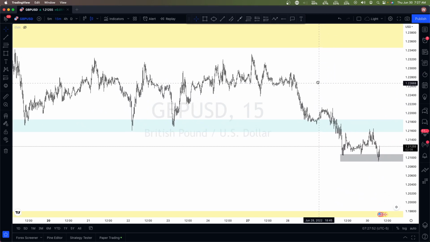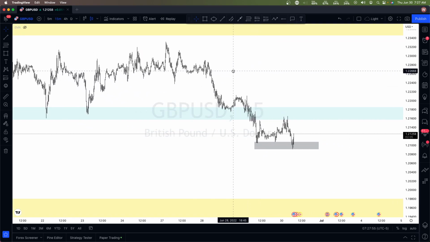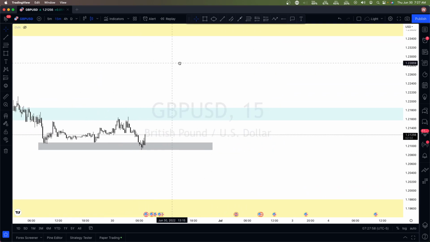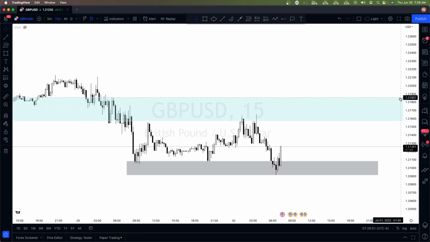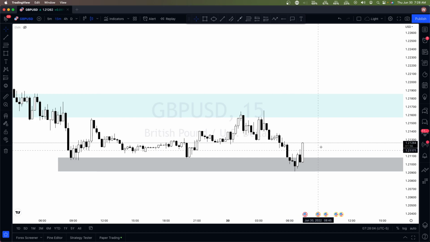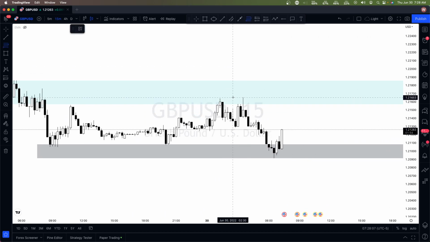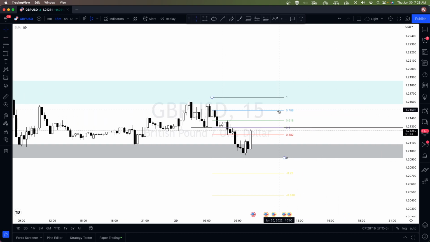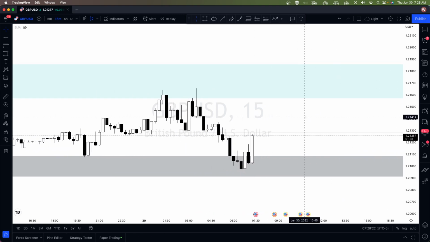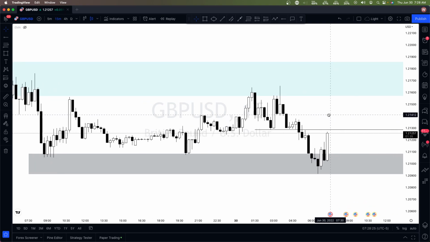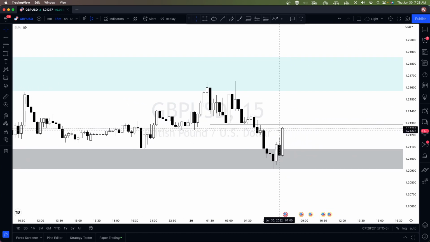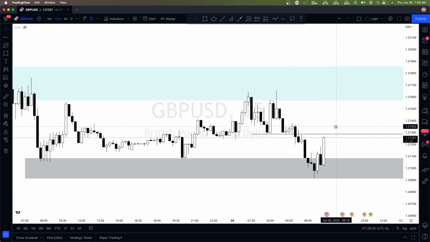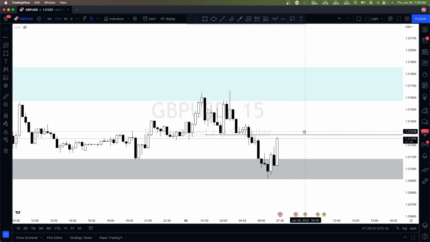So if we were to zoom out on the 15-minute chart, this is a retest right here. If I was to go from the highest point down to the lowest point, this is the halfway mark. So if this 15-minute closes above here, look for some buy momentum up.